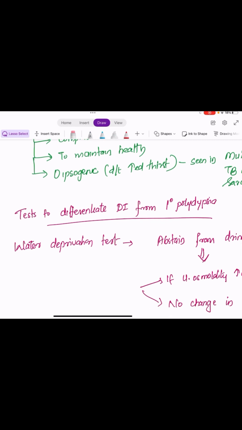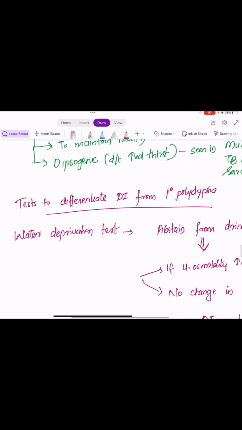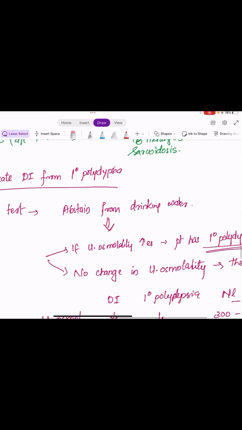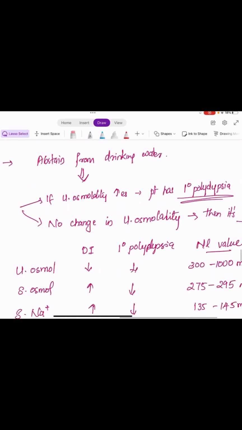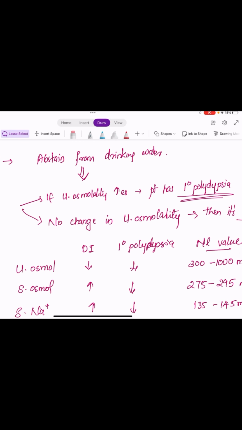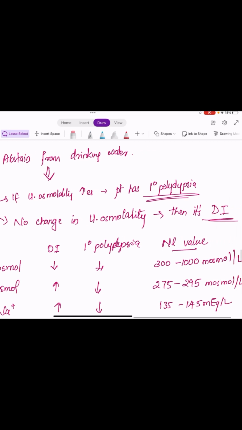What are the tests to differentiate DI from primary polydipsia? The main test is the water deprivation test. We ask the patient to abstain from drinking water. If the urinary osmolality increases, the patient has primary polydipsia. If there is no change in the urinary osmolality, then it is diabetes insipidus.